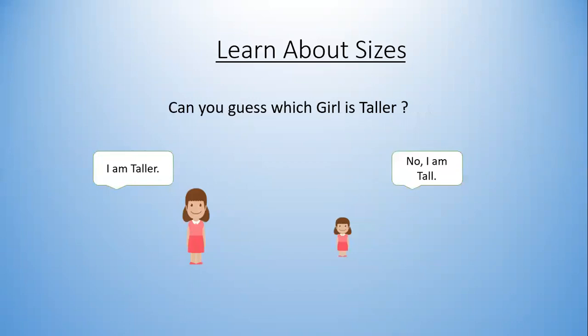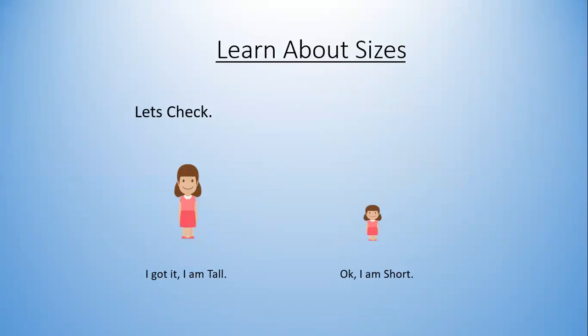Okay, one more activity here. Can you guess which girl is taller? Now see the first picture. This girl is saying, I am taller. Now see the second picture. This girl is saying, I am tall. Can you guys help her? Okay, now let's see. Oh, you did it. The first one, she got it. I am tall. And the second one, okay, I am short. Great job.